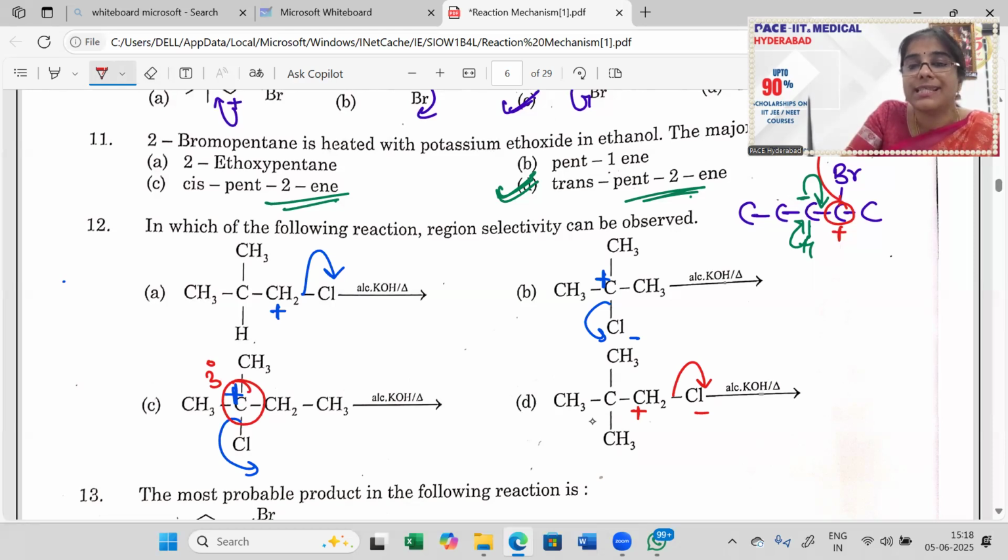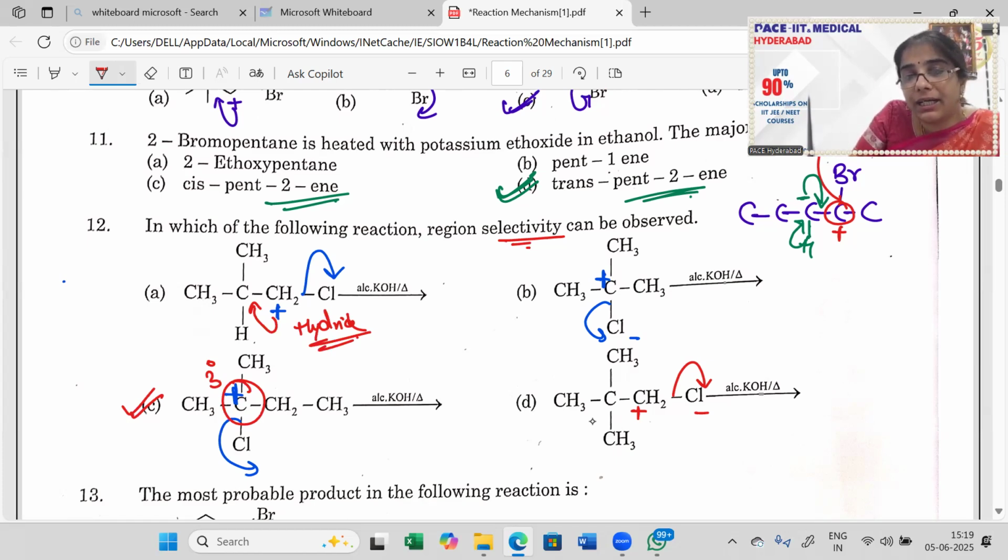Which of the following reactions can selectively be observed? I would say option C is the best here. Why is option C best? Because that is directly 3 degree. See, option A can be brought to 3 degree here by doing a hydride shift. Whereas option B is again a 3 degree, definitely. But you have a greater number of alpha hydrogens available on option C. So therefore, that will be even better to go with. So option C is better than B.